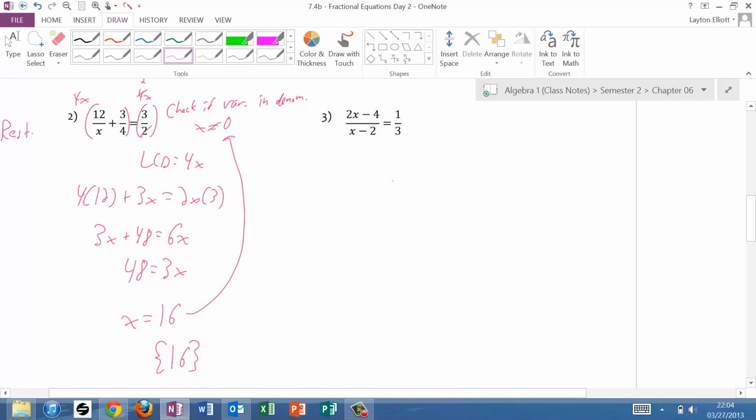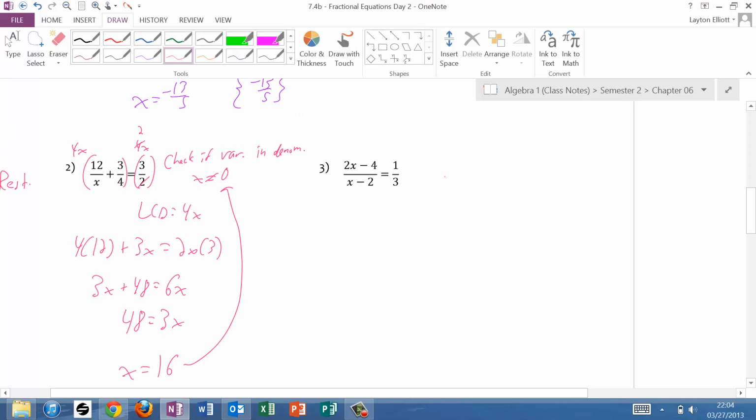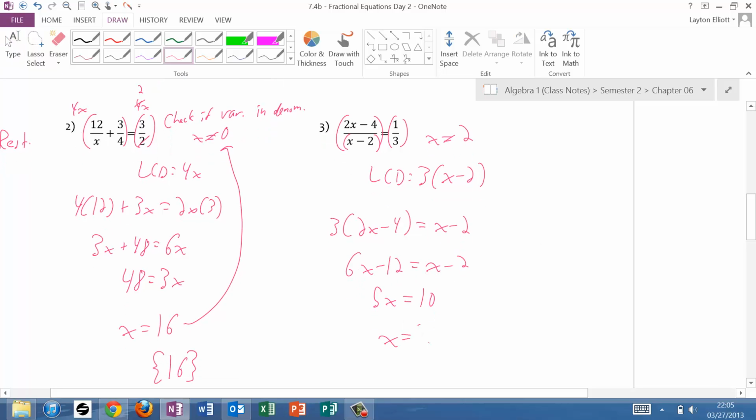Number 3, I know that I have x minus 2 in the denominator, so I know from that that x cannot be equal to 2. Now, if we do an LCD here, I would have 3 times x minus 2, and if I multiply the left side by 3 times x minus 2, the x minus 2's are going to cancel, and I'm going to have 3 times 2x minus 4. On the right side, the 3's are going to cancel, and I just get x minus 2. So you have 6x minus 12 is equal to x minus 2. Subtract, and I have 5x, add 12, and I get equals 10. And then I have x is equal to 2.